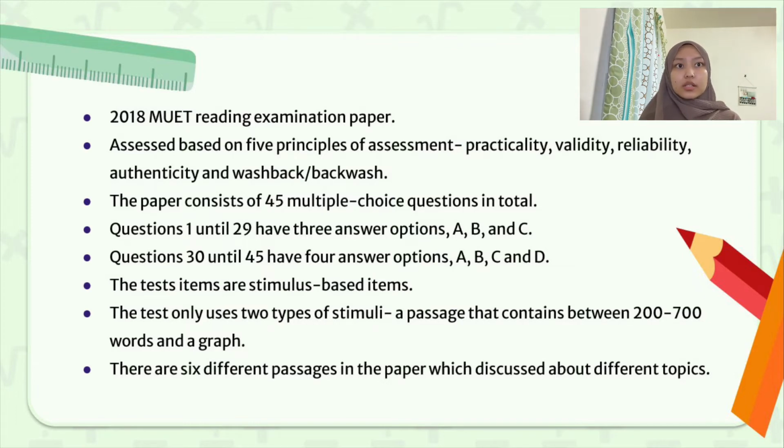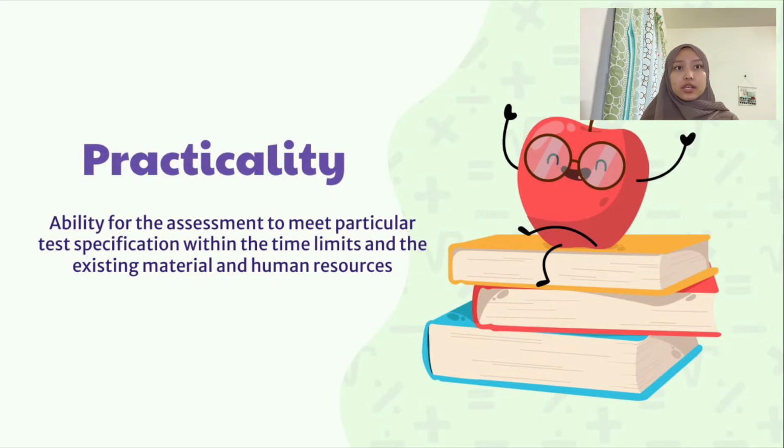The test only uses 2 types of stimuli, which are a passage that contains between 200 to 700 words and a graph. There are 6 different passages in the paper which discuss different topics. Now, I will show you some examples of what I have analyzed. The first principle is practicality.